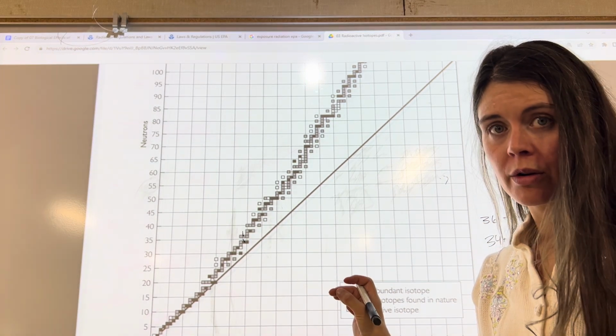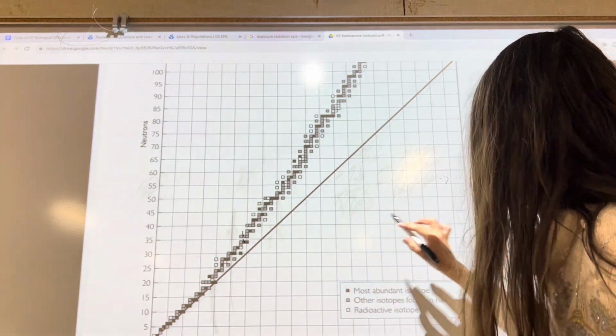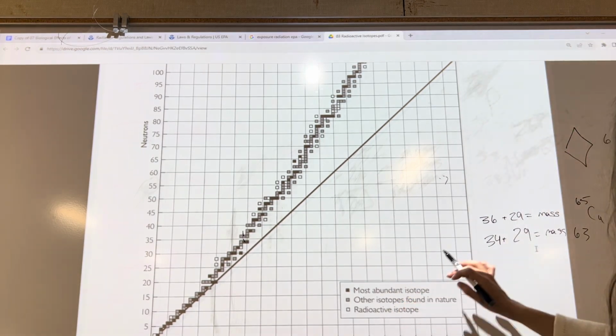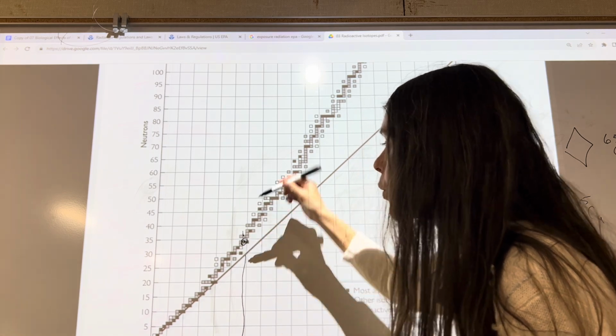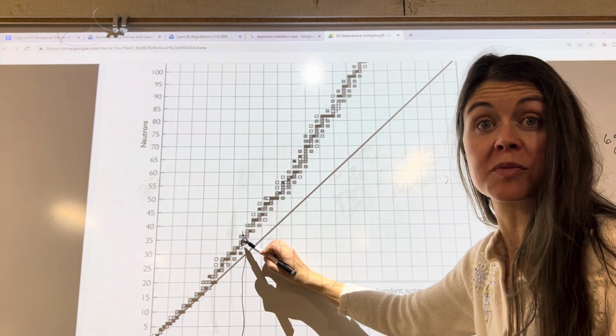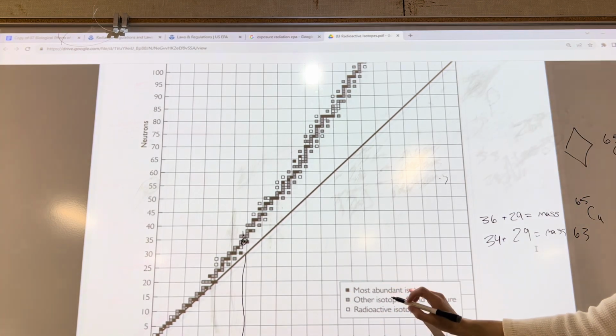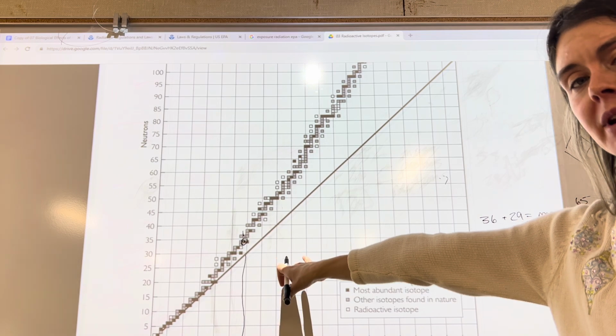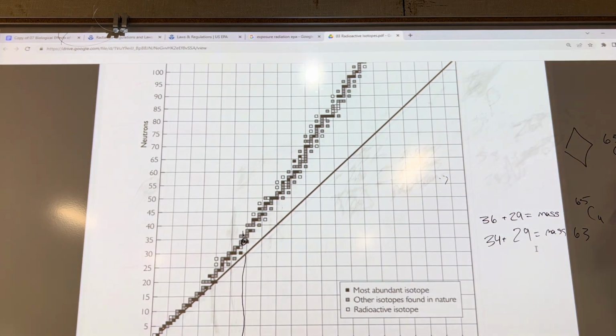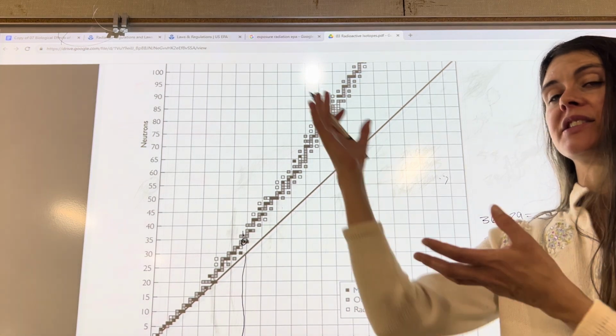What did we need to know? On Earth, what's most common? Looking at this chart, again we're on copper, 29. It looks like the lower one, the smaller one, is darker, so the smaller one is more common. On Earth, copper 63 is more common. But you just found this mystery rock, and it has way more copper 65 than 63. On Earth, most of our copper is found in the 63 form.